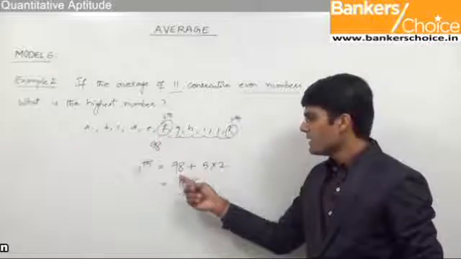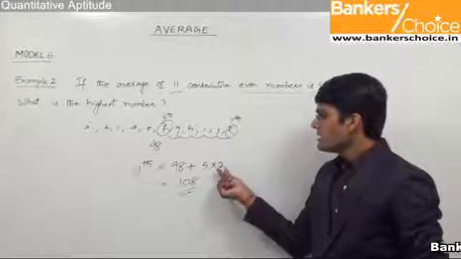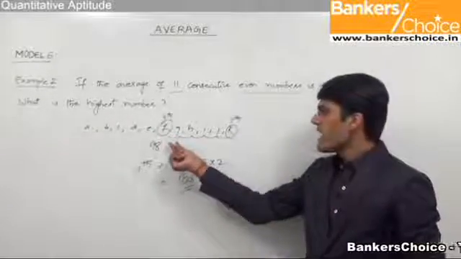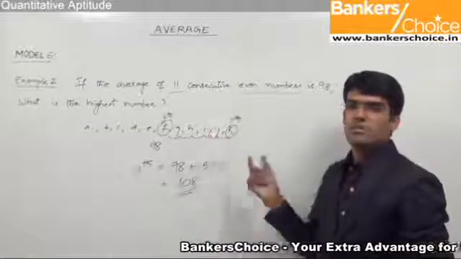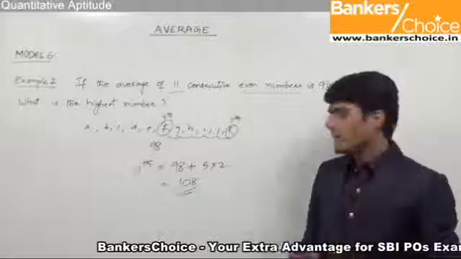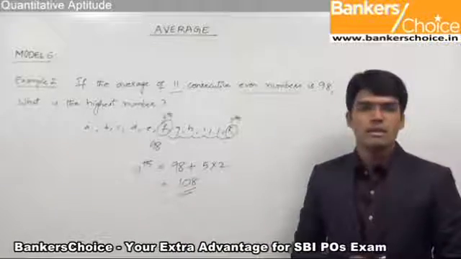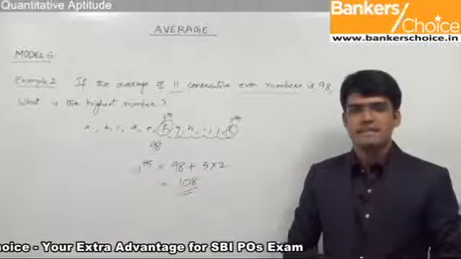98 is the sixth number, and 5 into 2 is nothing but the number of numbers which we have after the sixth number, and 2 is the difference between each two consecutive numbers. So we can directly say that the highest number will be 108 without writing any steps.